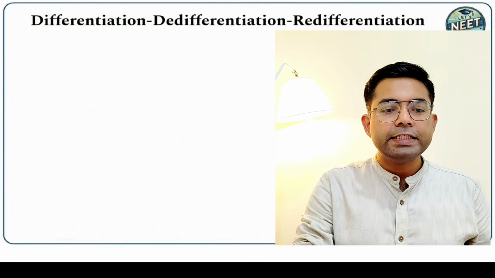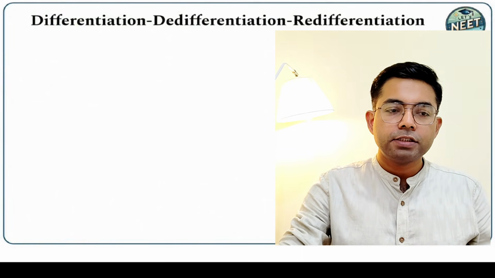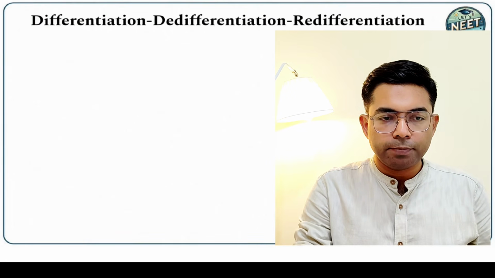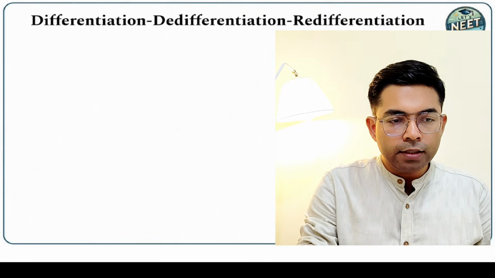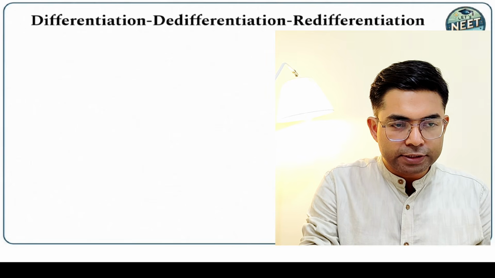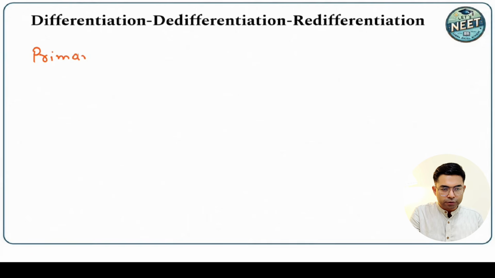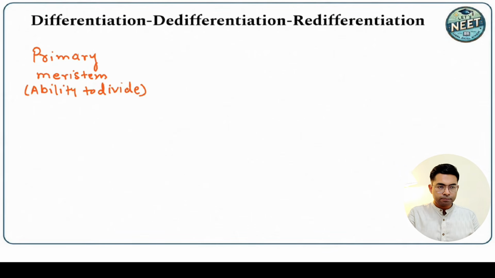Now, first of all, let's understand what differentiation, dedifferentiation and redifferentiation are, and what the basic relationship between them is. Let's first understand how they are related to growth. First, let's consider primary meristem. Primary meristem has the ability to divide, which means they are actively dividing.